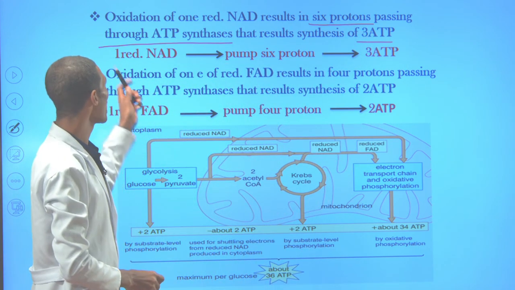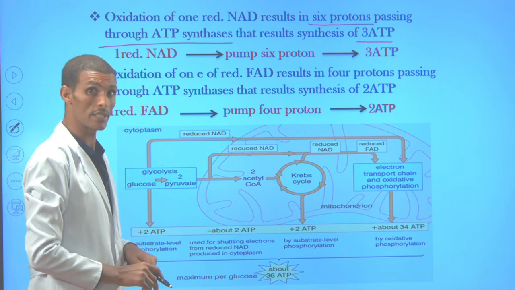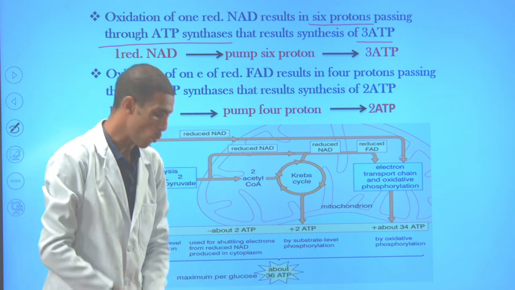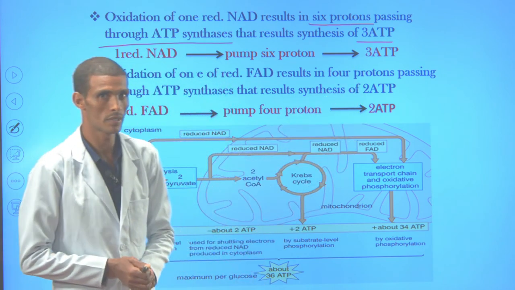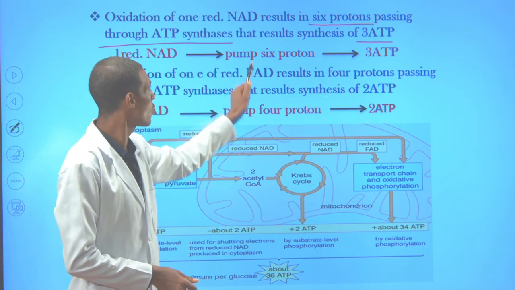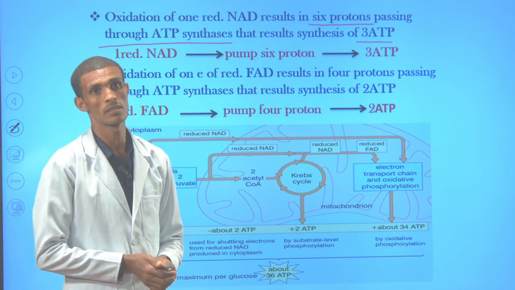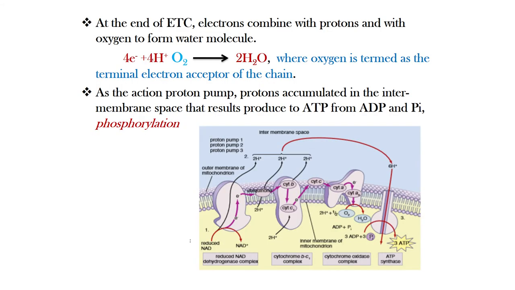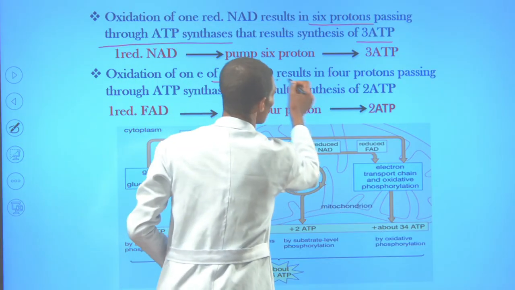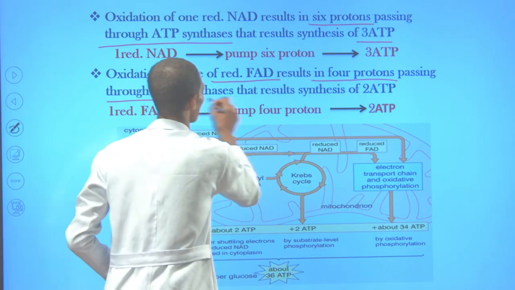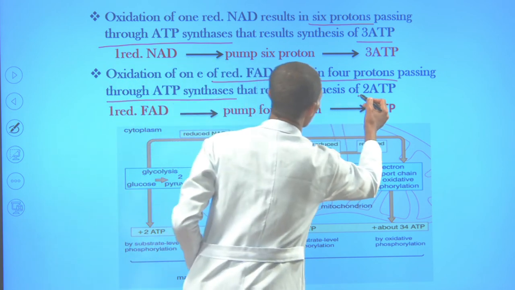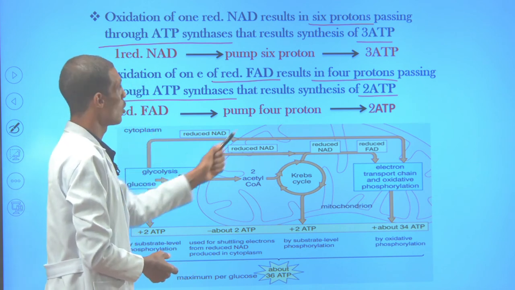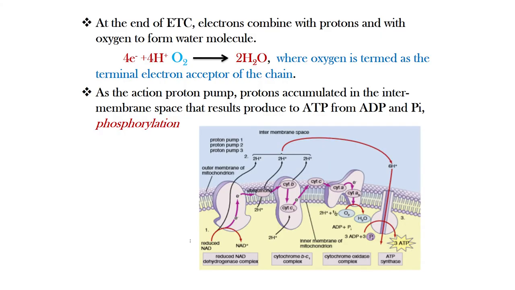Hint again, student. When one reduced NAD molecule becomes oxidized, it passes six protons through ATP synthase, which results in production of three ATP molecules. So, in oxidation of one reduced NAD, which goes to ATP synthase, we expect three ATP molecules. Again, oxidation of one reduced FAD molecule results in four protons passing through ATP synthase. That results in production of two ATP molecules in the ATP synthase.